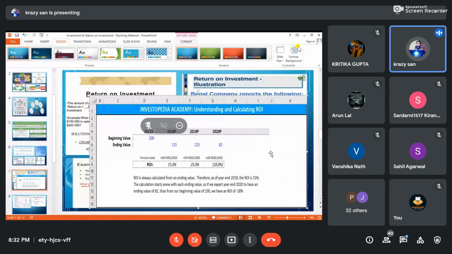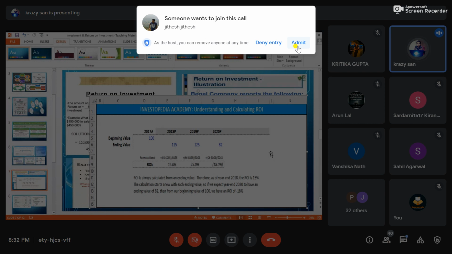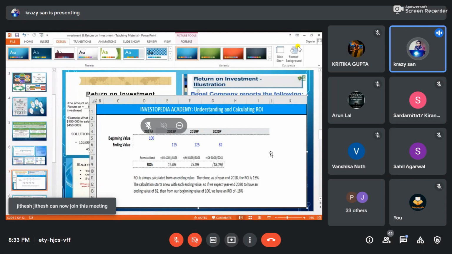You know that ROI is always calculated from an ending value. You remember the formula of beginning value and ending value? Right? With the help of software, it is always easy. You just don't have to do anything. You just have to keep the value and the calculation comes up, right? But in the manual, you have to remember the formula. Software has inbuilt formulas for every calculation. So you see over here, the formula used is with the help of Excel keys, or you say with the help of software. The ROI is always calculated from ending value.